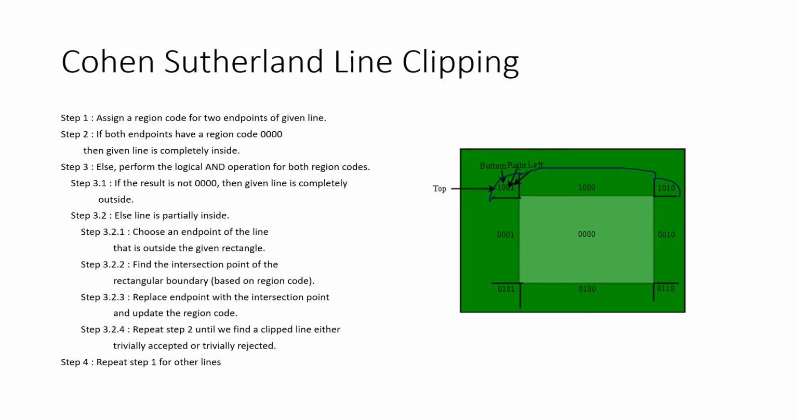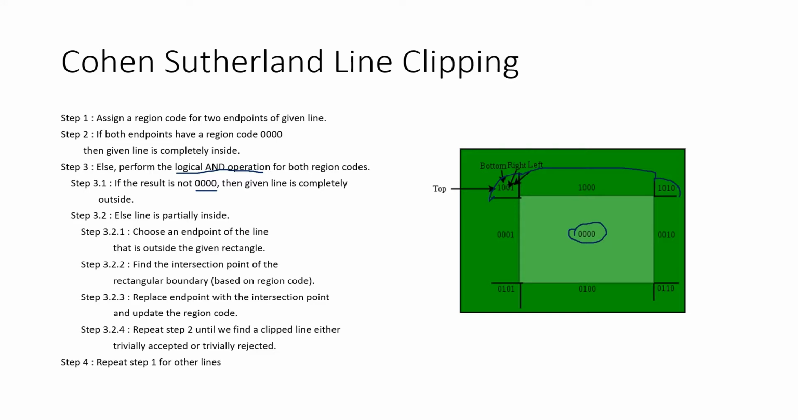Like this, these region codes are separated from each other, and if any line is absolutely inside the window, then it is going to have the region code 0000, because it is in the middle of the total thing. If we have the region codes of the starting and ending point of a line, we make a logical AND operation between them. If the result is 0000, that means it is partially inside. If it is not that, it will be totally outside.